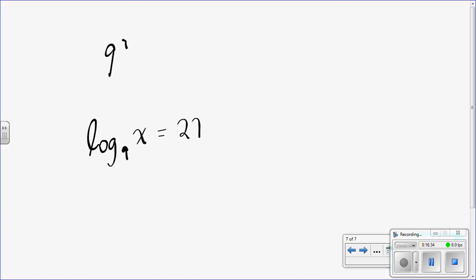I don't think that's right. I don't think that's right either. I think it's log base 9 of 27 equals x. So the exponent would be the x. Yeah, that would. So you're looking at 9 to the x equals 27.